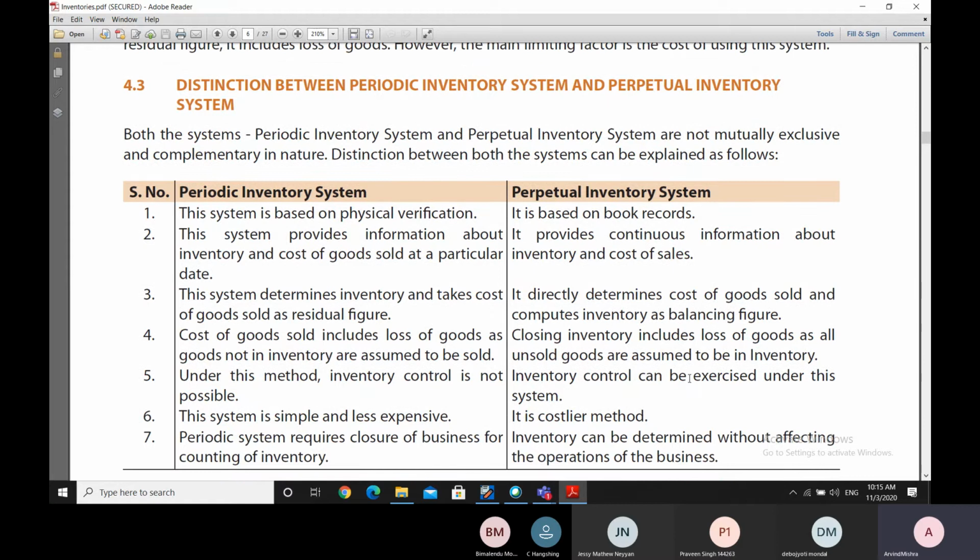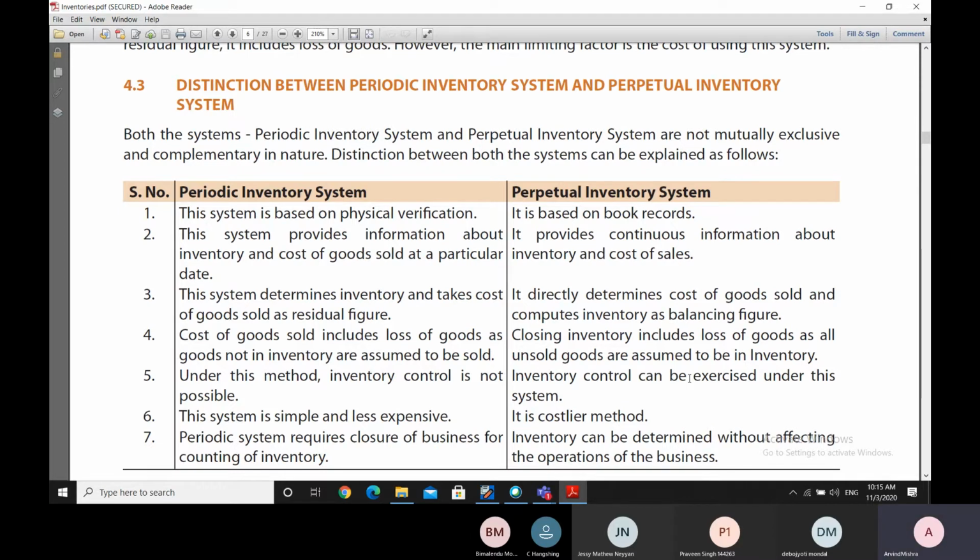Now, both these systems are not mutually exclusive. You have to understand, they are complementary in nature. When we say that they are not mutually exclusive and they are complementary in nature, what we are saying is that even while running a perpetual inventory system, we need to make some periodic physical inventory just to keep a check on the accuracy of the perpetual inventory system. In that sense, some amount of periodic inventory will be required for doing the perpetual inventory also.